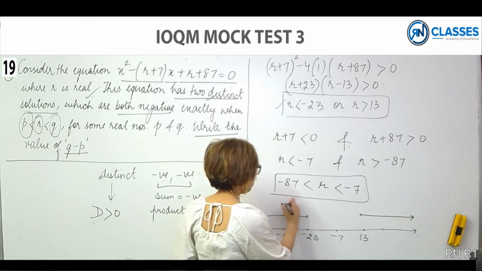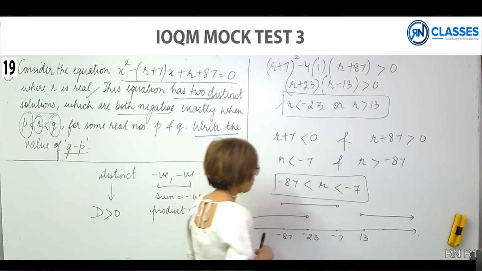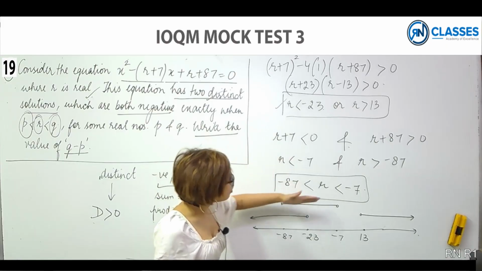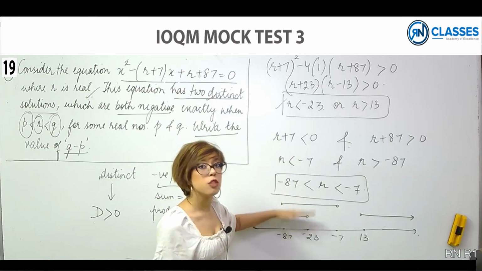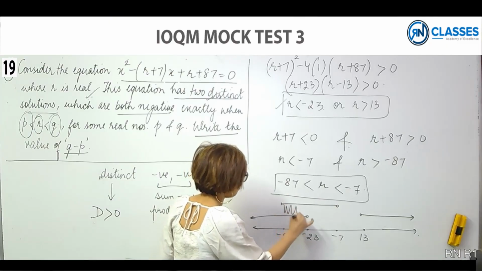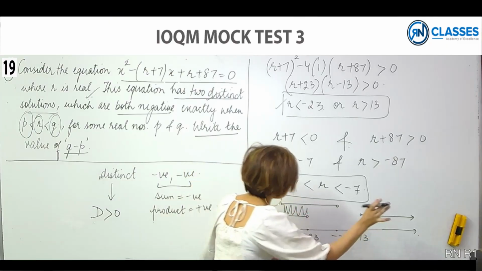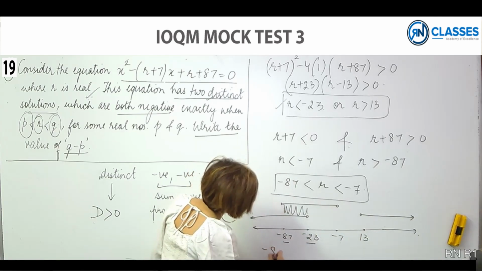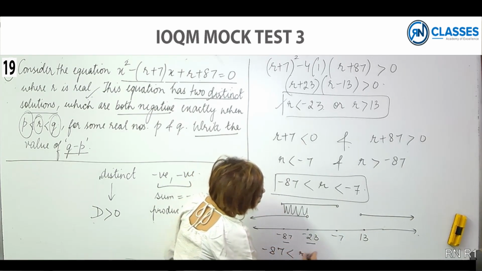So here. Right? Now I want r to satisfy this as well as this. So that means r should lie over here and it should lie over here. So that means the common part. So that means I'm talking about this one. Right? No common part, no common part. So this is the only common part. So that means r must vary from minus 87 to minus 26.